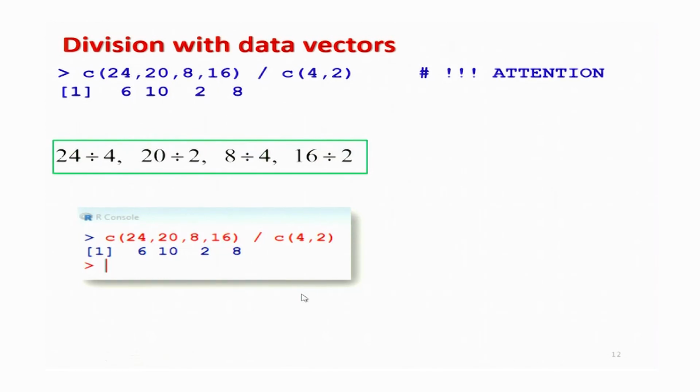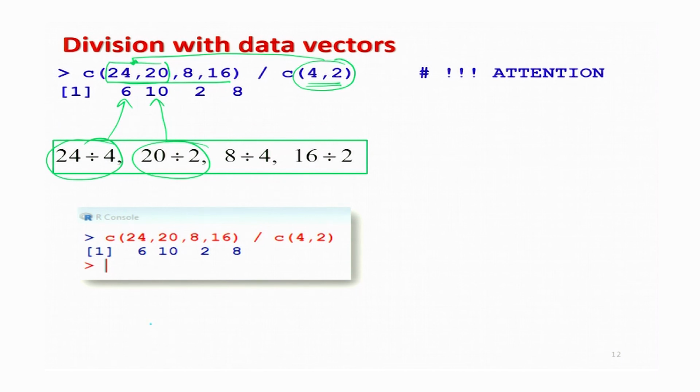Now, I take similar examples to those I took earlier in the case of addition, subtraction and multiplication: the first data vector of length 4 and the second data vector of length 2, such that the length of the first data vector is an exact multiple of the second. So now the same operation will happen: this 4 and 2 will first come to the first two elements of data vector 1 and operate over the first two values, which are 24 and 20. You can see 24 is divided by 4 and 20 is divided by 2, and you get an answer 6 and 10.